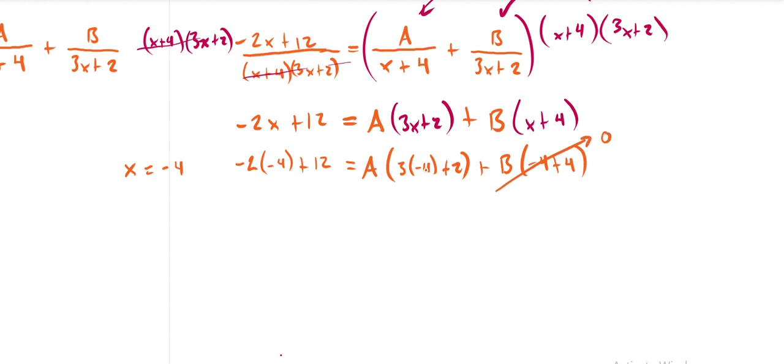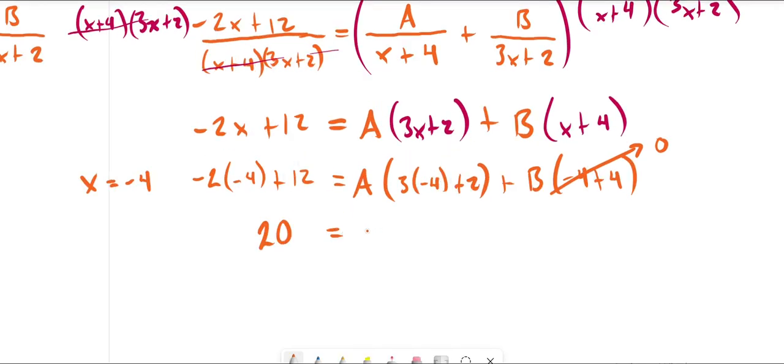And this is going to allow us to reduce the equation to one variable. Which variable is that? So here we have positive 8 plus 12 is 20. And on the right-hand side, that gives me a minus 10 times a. Dividing away, we wind up with negative 2 is equal to a.